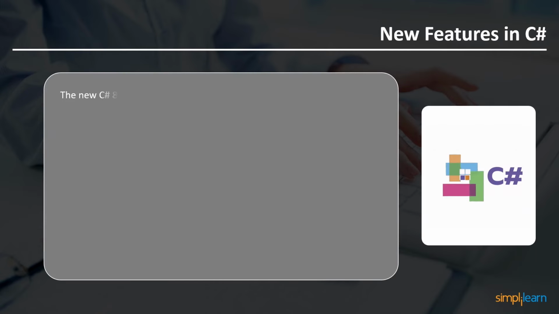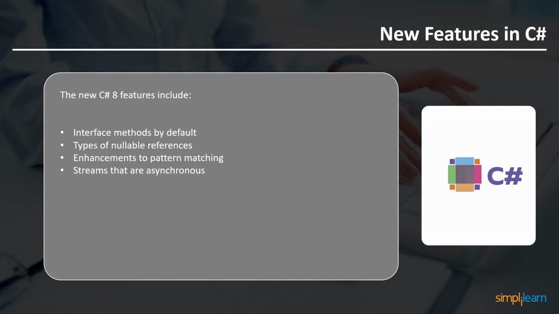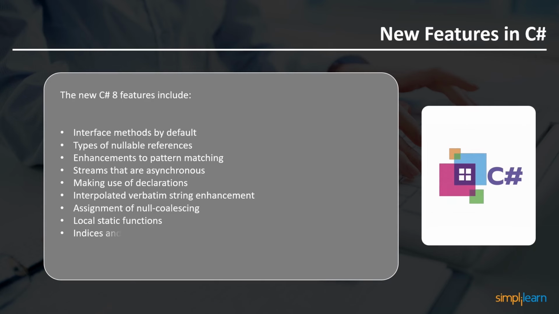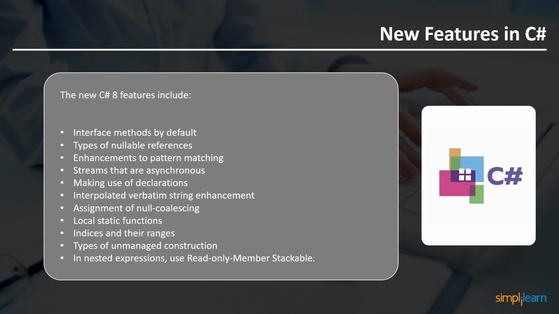Finally, in this video, we will learn about the new features of the C# programming language. Some of the important new features of C# include the following. Default interface methods, nullable reference types, enhancements to pattern matching, asynchronous streams, using declarations, interpolated verbatim string enhancement, null coalescing assignment, local static functions, indices and ranges, unmanaged constructed types. In nested expressions, use the read-only member stackalloc.